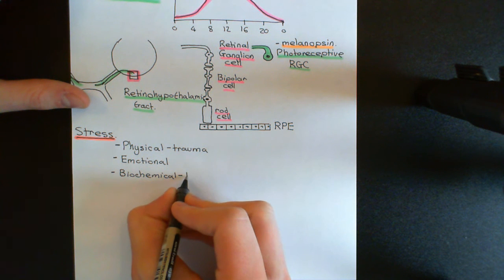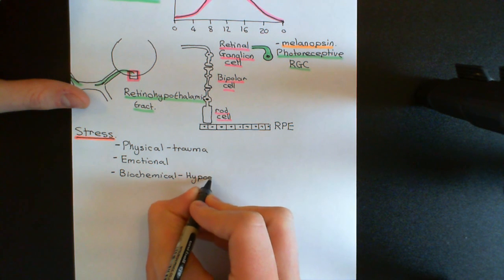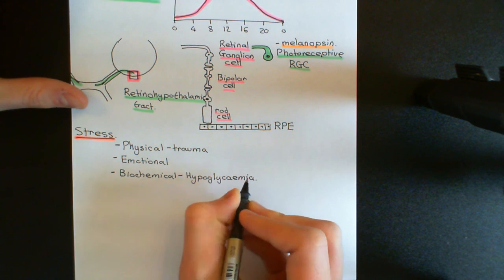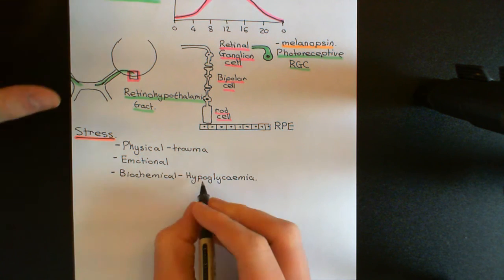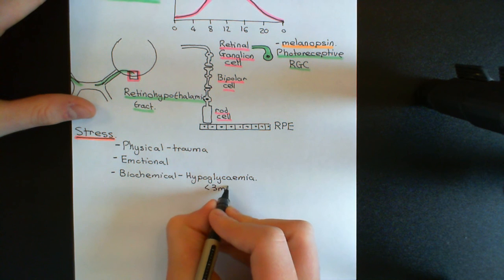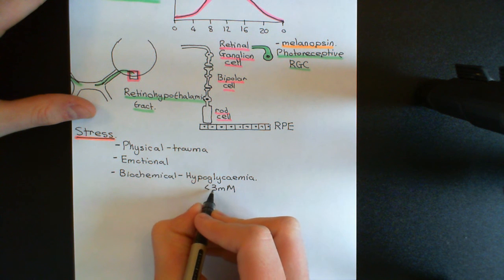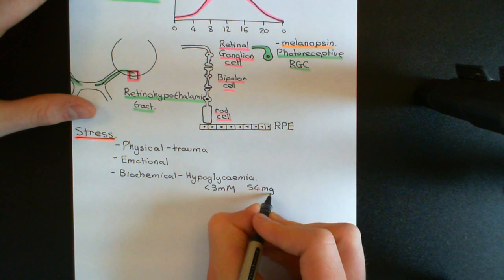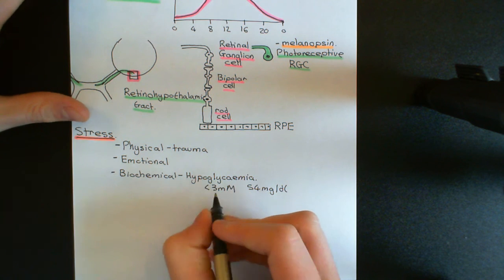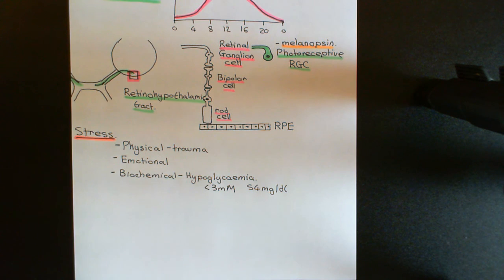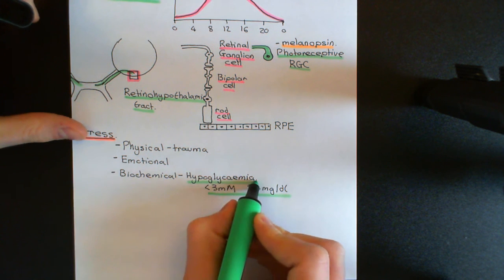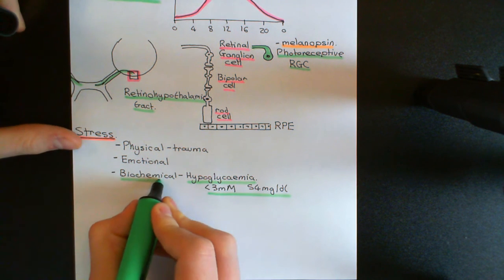Well, a good example of biochemical stress is hypoglycemia. So if your blood glucose concentration goes incredibly low, let's say for instance below 3 millimolar, and to convert that into the other units, just multiply by 18, so 3 times 18 is 54, I think, milligrams per deciliter. So if you go below 3 millimolar, which is 54 milligrams per deciliter in the other units, that would constitute a biochemical stress.